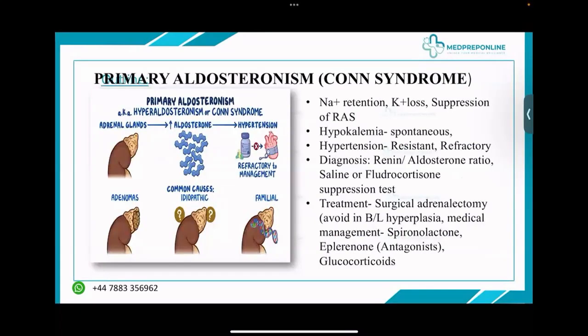Now, next is primary aldosteronism. It is also called Conn syndrome. Please remember this. Usually the question is framed as primary hyperaldosteronism, but it could be a new question in your RCOG exams. So don't forget Conn syndrome.